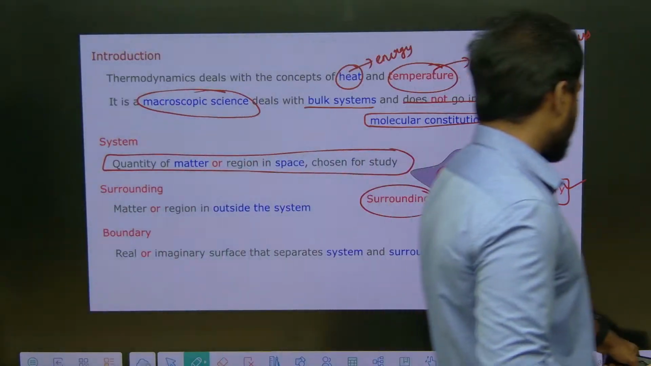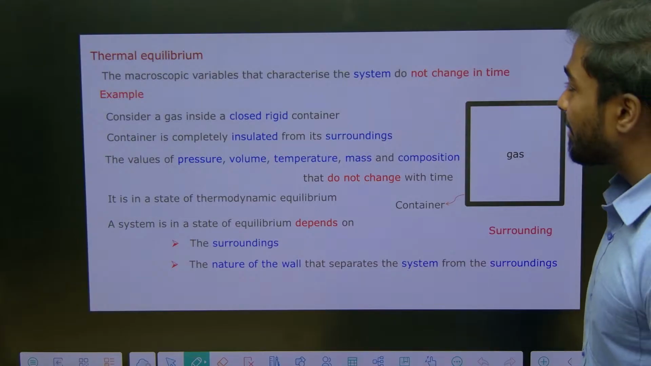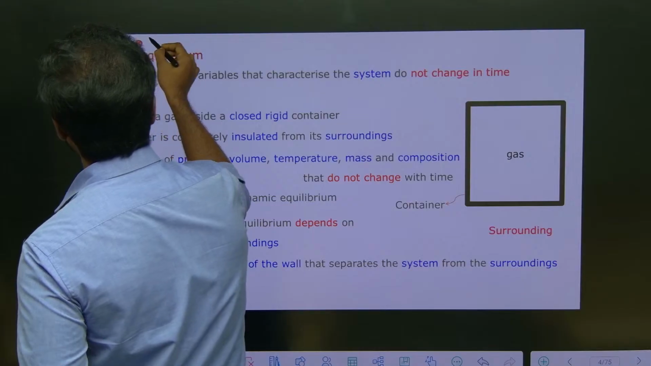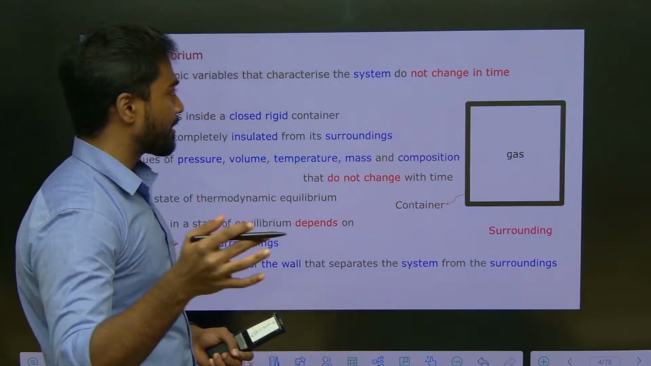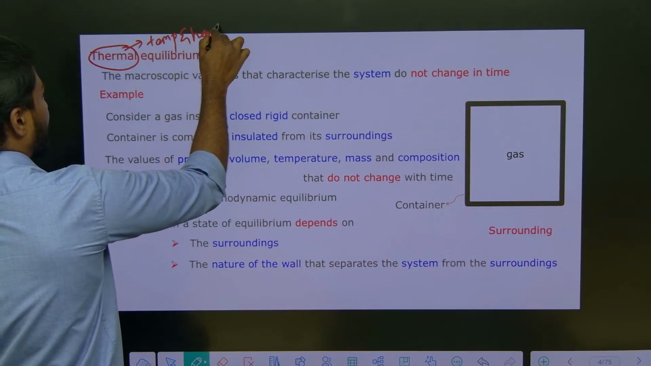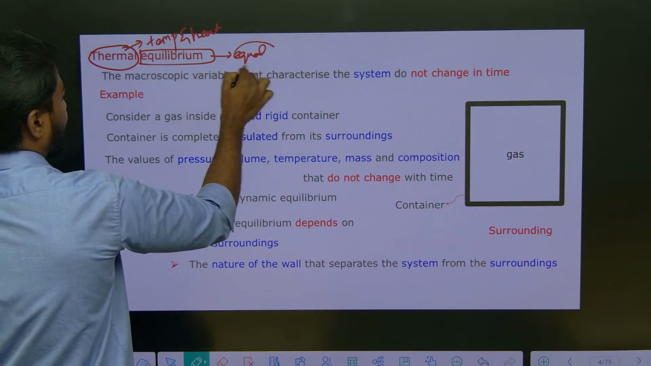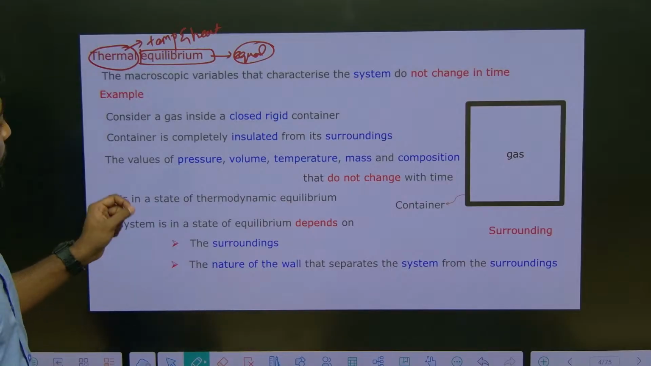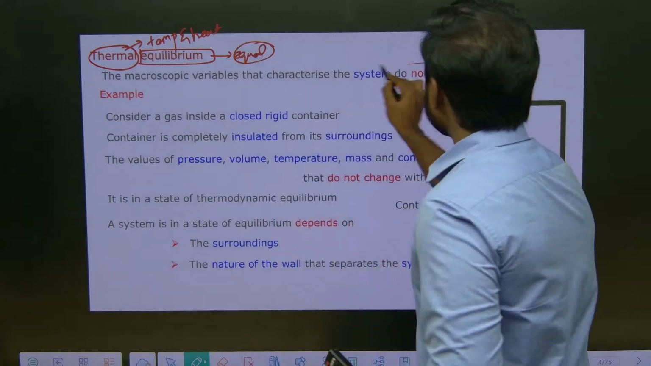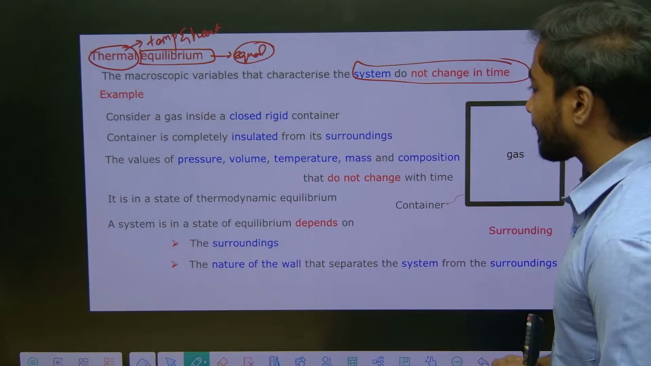Right. The next one is thermal equilibrium. What is the meaning of thermal equilibrium? Thermal deals with temperature and heat. What is the meaning of equilibrium? Equal. The macroscopic variables that characterize the system do not change with time.